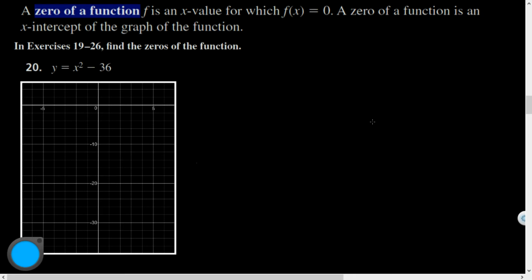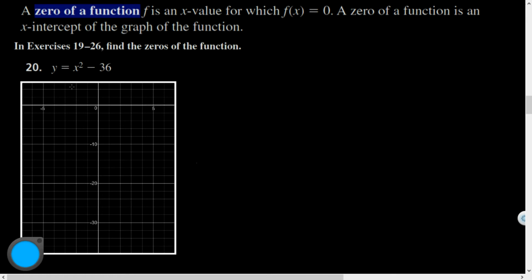It says a zero of a function f is an x value for which f of x equals 0. A zero of a function is an x-intercept of the graph of the function. So a 0 is going to be an x value, so it's just a number.